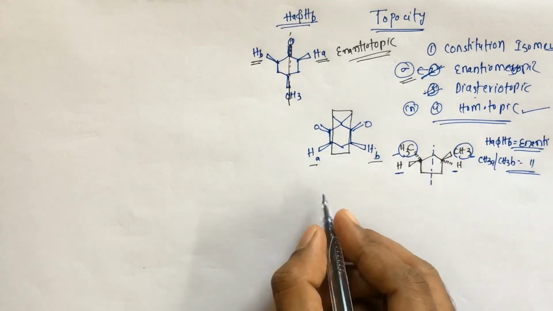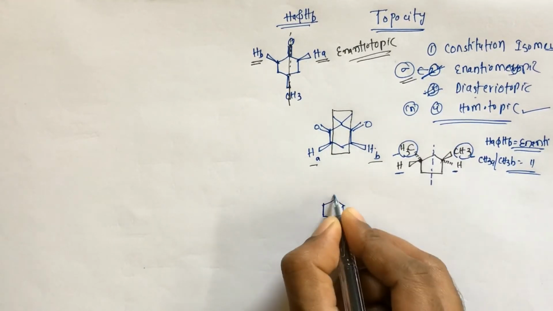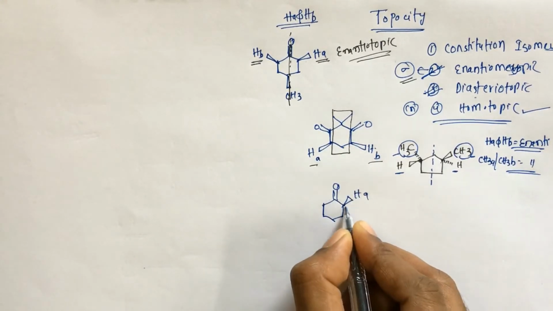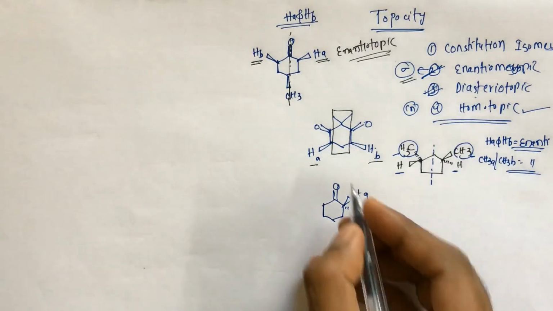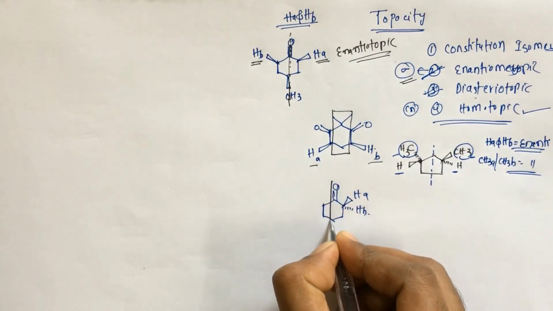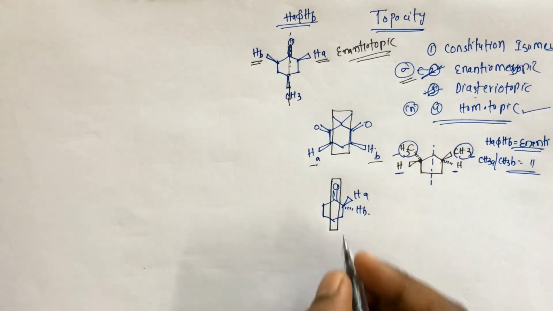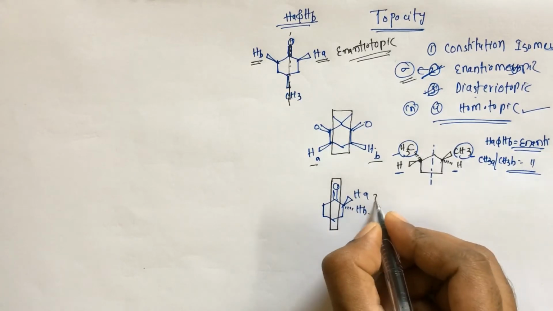Then we'll go for this example. This is Ha and Hb. Here also it's very simple. Here we have a plane of symmetry. We can pass a plane like this, so we'll be having a plane of symmetry. Because of the plane of symmetry, these two are enantiotopic in relationship.